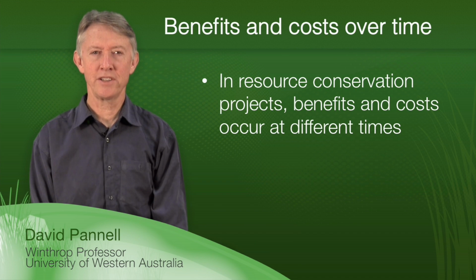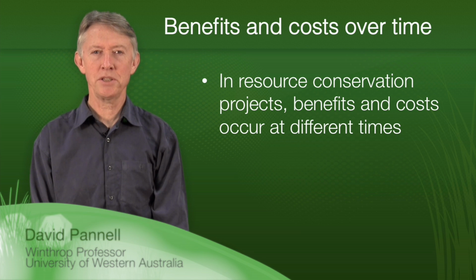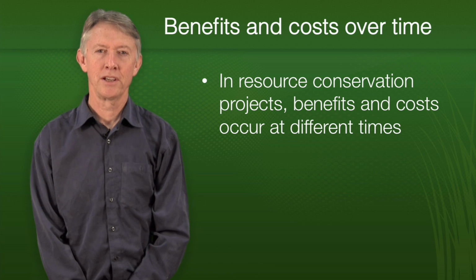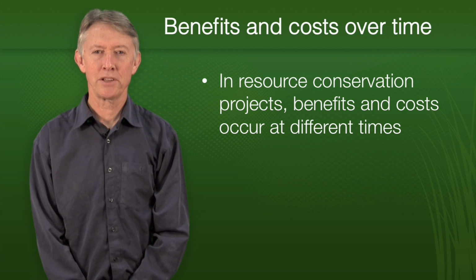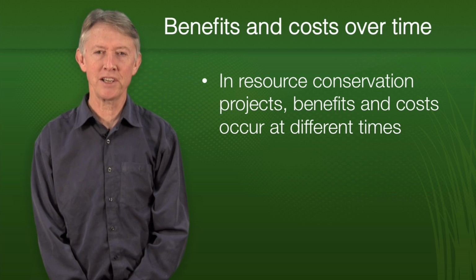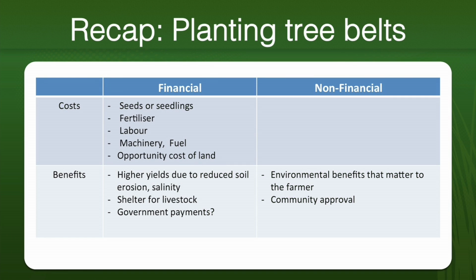In resource conservation projects, benefits and costs tend to occur at different times. Of course, there are various types of resource conservation projects, but to illustrate this point, we're going to look at the example of planting a belt of trees for various types of conservation benefits on the farm, as you can see from the table, but also involving various types of costs.